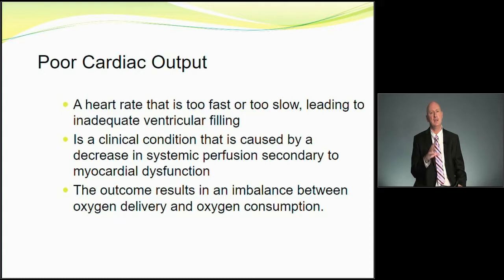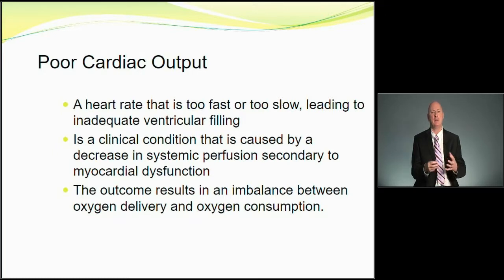So it is a condition that is caused by a decrease in systemic perfusion secondary to myocardial dysfunction. So now we have poor perfusion through the system because for some reason there's a dysfunction. It is not a normal function of the heart to be beating very slow or to be beating very fast. And we're looking at those heart rates that are less than 60 or greater than 100. Now, true, there are patients that are very active who have resting heart rates of about 40. But the patient is not symptomatic, so that's why we are not concerned about it.